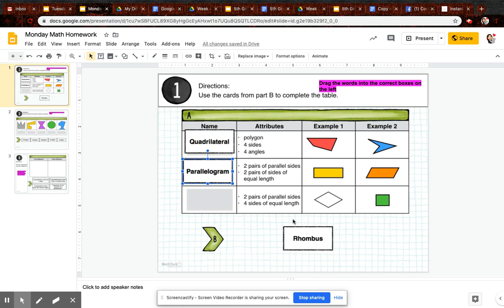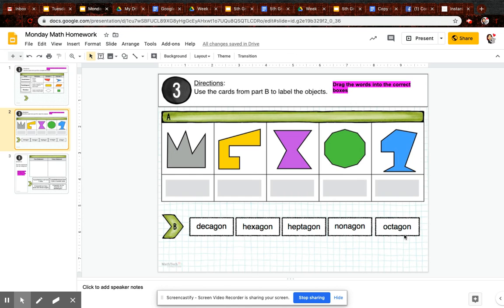That helps me remember. And then that means my rhombus must have two pairs of parallel sides and four sides of equal length. So a square, yes, is also a rhombus. A square is also a parallelogram. A square is also a quadrilateral. It could fit in any of these. This is a rhombus because it has two pairs of parallel sides and all four sides are the same length. Okay, so that's how we do that one. So quadrilateral, parallelogram, rhombus.